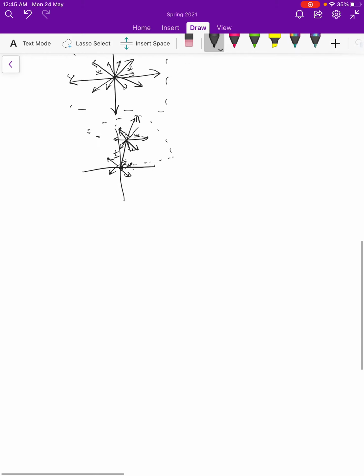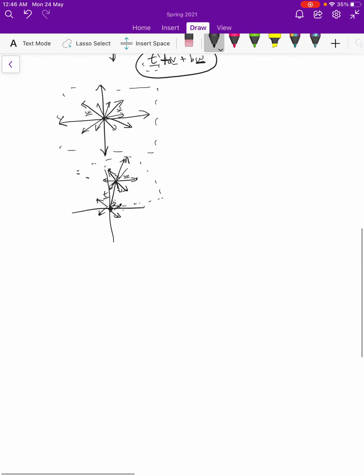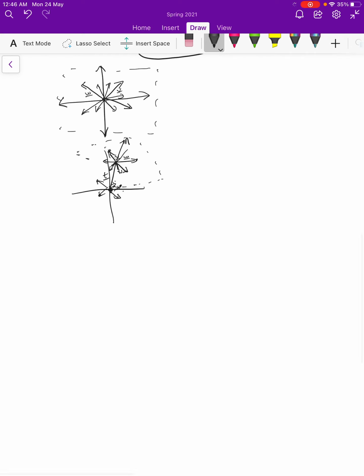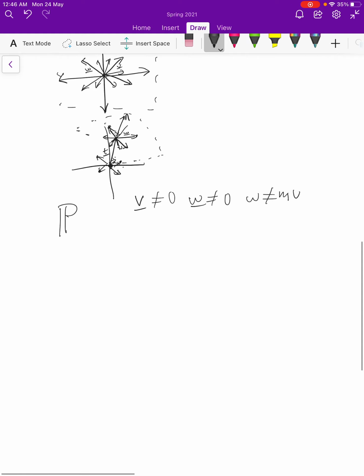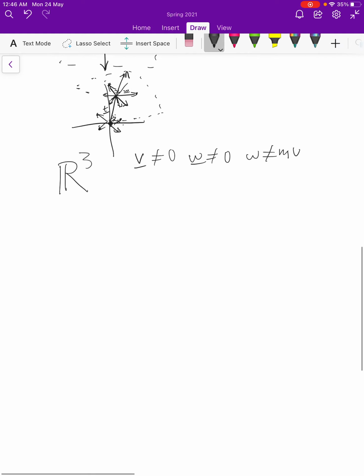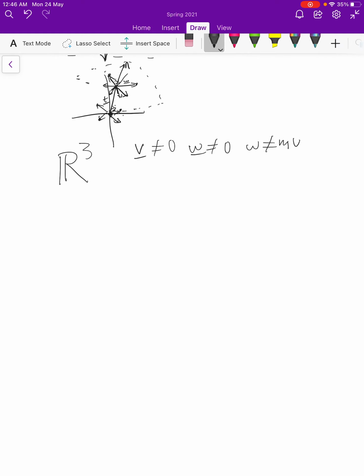So why is this useful? Since I've already mentioned it, we're just going to write the constraints. We're going to have here v is not equal to 0, w is not equal to 0, and w is not equal to n and v. And this is all in R3, just to remind you guys.